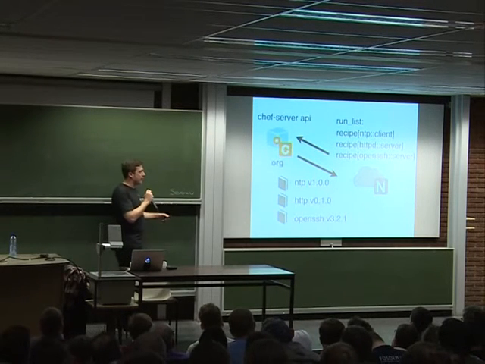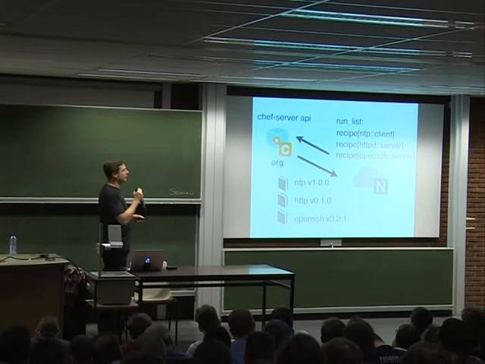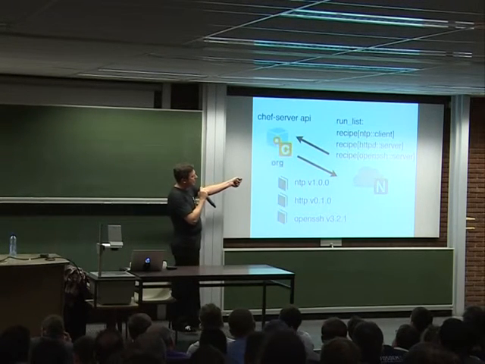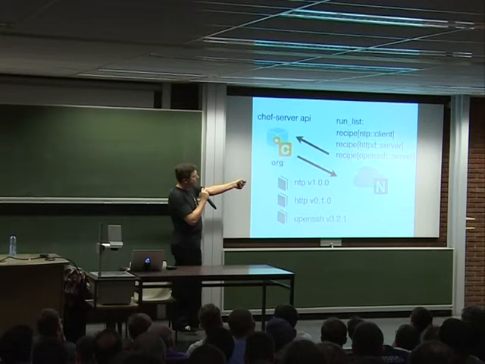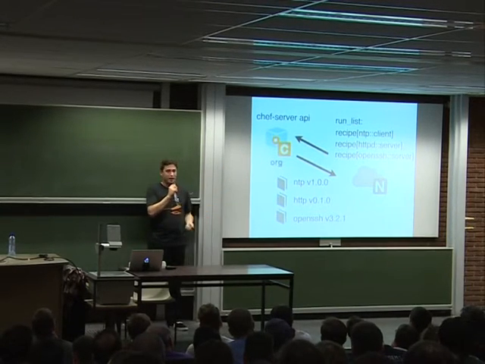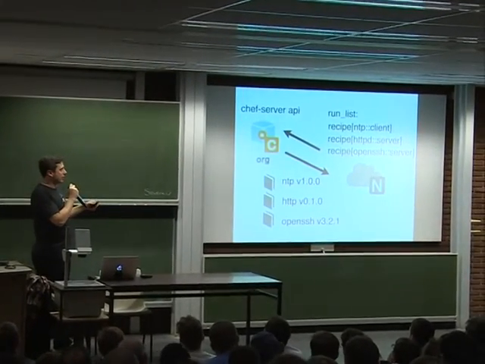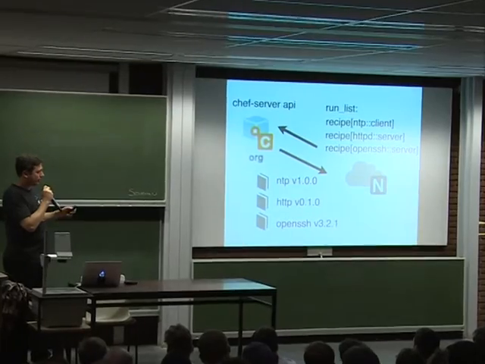Then you can do this, just keep adding things to the run list. Fun. For everything, like if you add an NTP cookbook client recipe, it's just going to retrieve the artifact that it needs from Chef server, and then actually compile and execute the client recipe that you've requested inside of it.